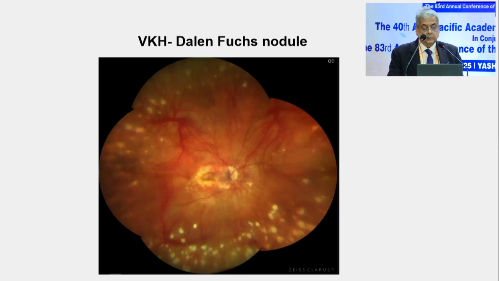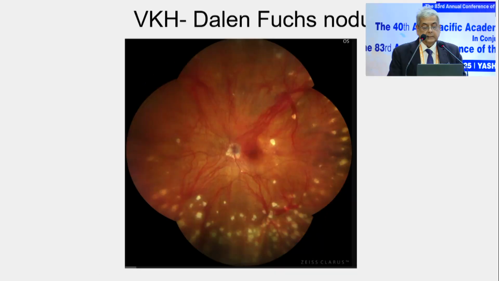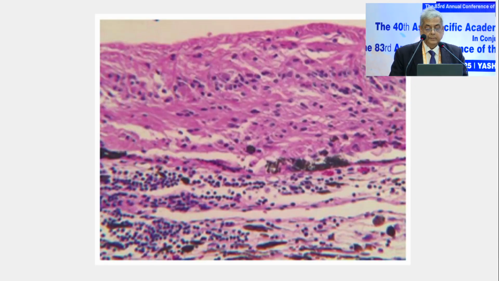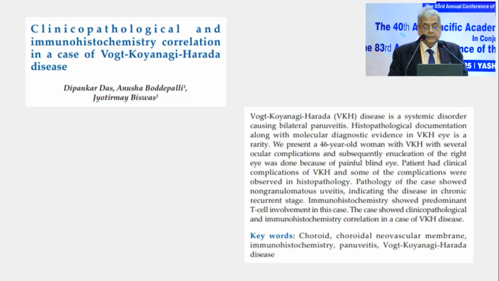In the case of Vogt-Koyanagi-Harada disease, specimens are hard to get, and you can see some Dalen-Fuchs-like nodules in the periphery, and this is in the left eye. And here you can see the diffuse infiltration of lymphocytes, and there is a granuloma also, as we see in sympathetic ophthalmia. And here is a case of VKH where the retina is not involved much, there are secondary changes in the retina, and there is diffuse infiltration of lymphocytes in the choroid.